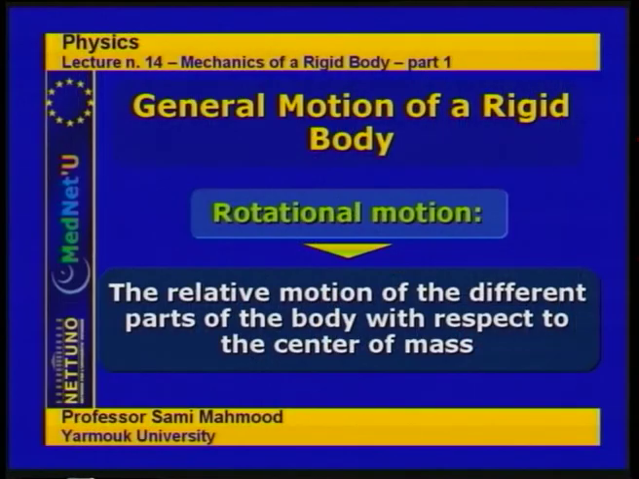And also, the general motion of a rigid body involves, in addition to the translational motion of the center of mass, rotation. So any object in general would be moving, having these two components of motion, which is rotation and translation at the same time in space. The rotational motion is determined by the relative motion of the different parts of the object with respect to the center of mass. That is the rotation of the object.